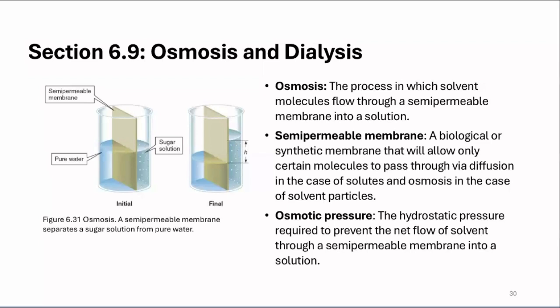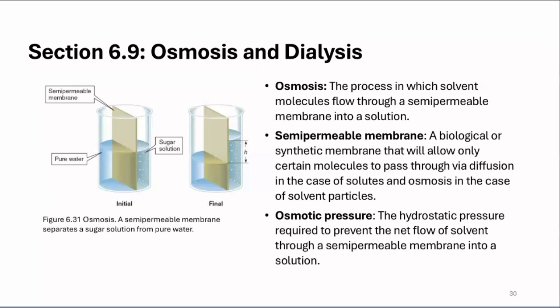Understand that when we have a semi-permeable membrane in place, osmosis is going to specifically allow some of the solvent particles to move. In this system, understand that osmotic pressure plays a role. Osmotic pressure is the hydrostatic pressure required to prevent a net flow of solvent through the semi-permeable membrane into a solution.